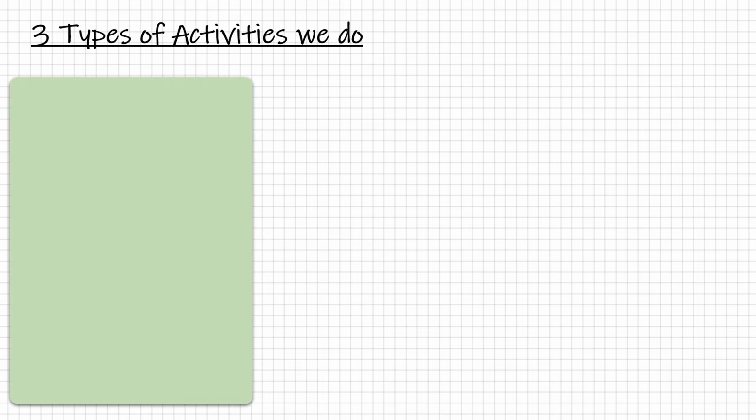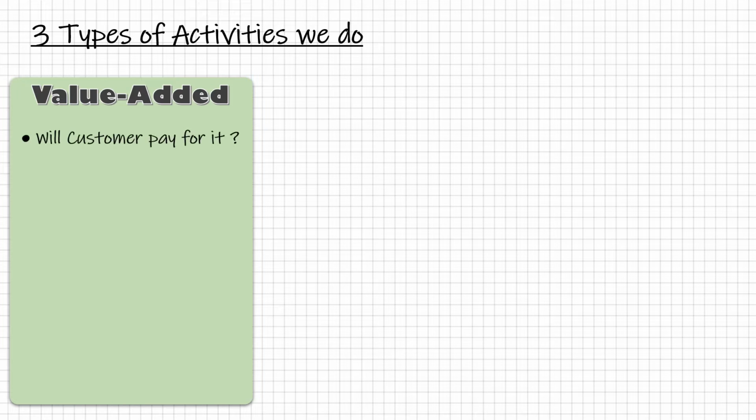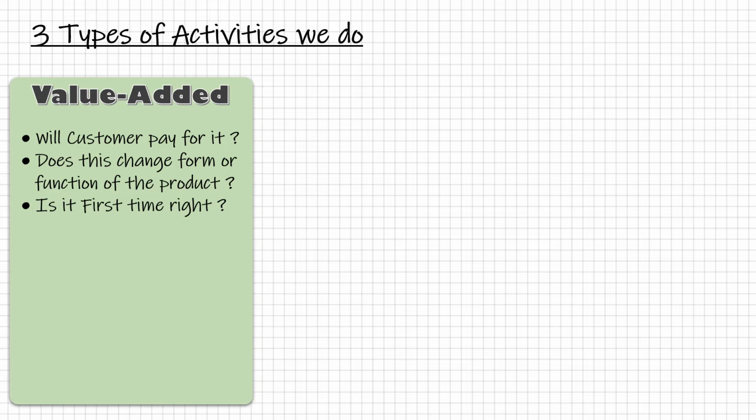One way of doing it is to list down and then divide all the activities we do into three categories. Activities that add value. In order to identify these activities, we generally ask, is the customer willing to pay for the cost of this activity? Does this activity change the function or form of the product or the service? Is it being done right the first time?